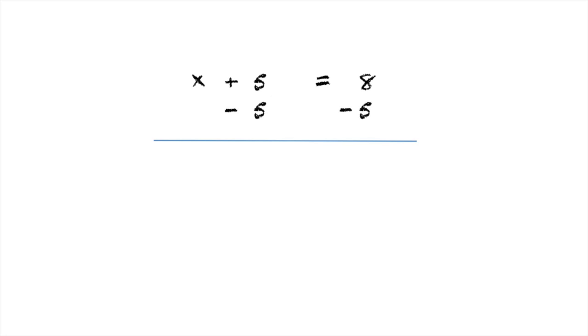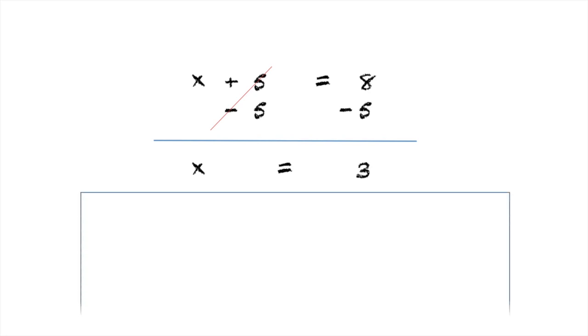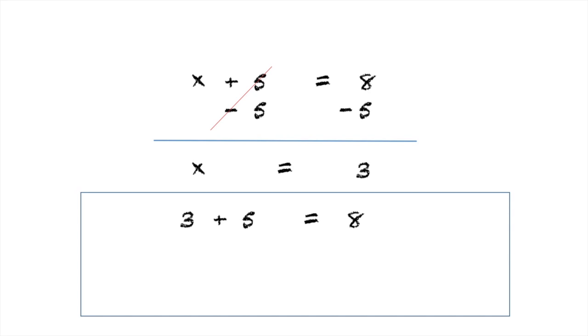Now going back, x plus 5 is equal to 8. What we did here is we subtracted 5 from both sides. We're left with x is equal to 3. We have also evaluated our answers by replacing the value of x with 3. So we have 3 plus 5 is equal to 8. So that balances our equation.